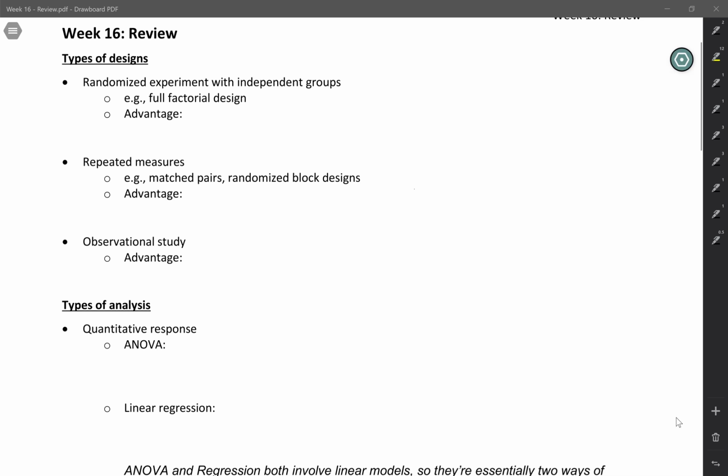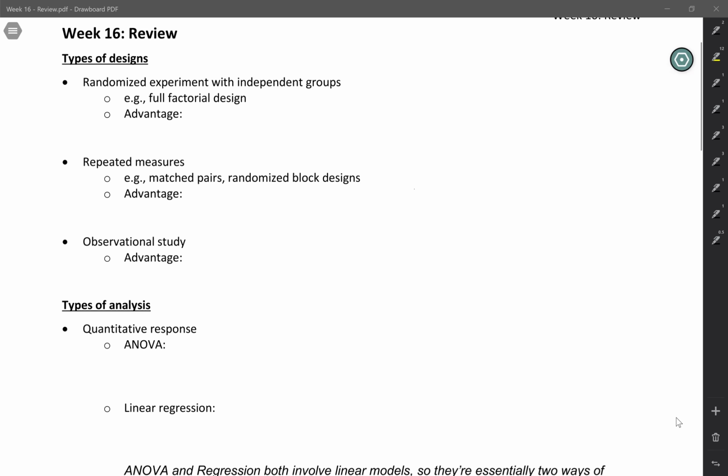So we've talked about a lot of different statistical methods this semester, and on the final exam, things are going to be mixed up out of order, just like they would be if you encountered them in the real world. So I thought it would be helpful to make an outline, some broad categories that we can put the different types of designs and types of analysis into.